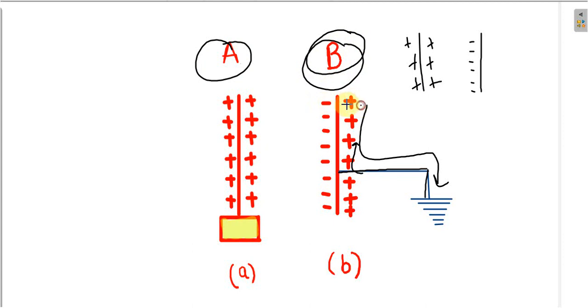Due to this negative charge, this overall potential will decrease. If potential decreases, according to this relation, capacity will increase and we can store more charge on plate A. So this is the working principle of the capacitor. So finally, we can conclude that the capacitance of a conductor is increased by bringing near it an uncharged conductor connected to earth. This is the principle of the capacitor.